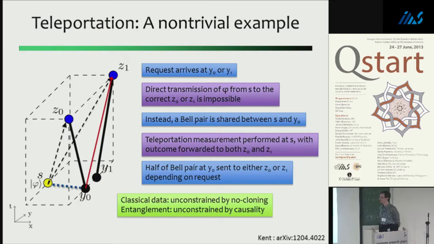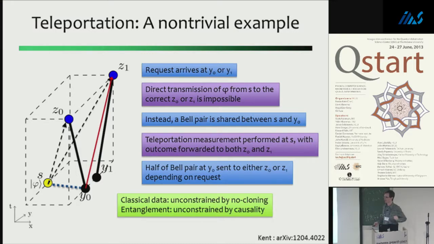If you're able to wait to find out where you should send your half of the EPR pair... Well, you're not waiting. You know right away at Y0. This is a space-time point. There are only two possibilities: the request is either for Z0 or for Z1. If at Y0 you receive the request, you know the EPR pair should go to Z0. If you didn't receive it, you know it had to go to Z1. So you're not waiting for anything.